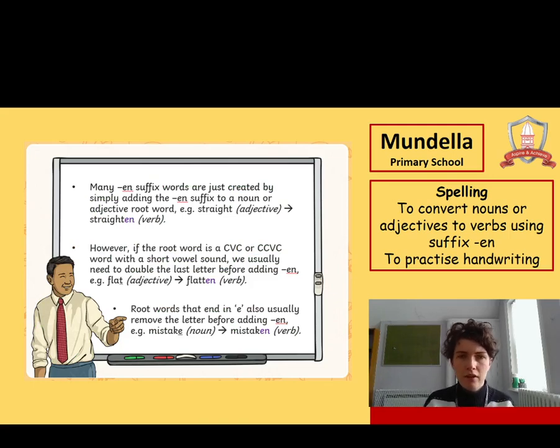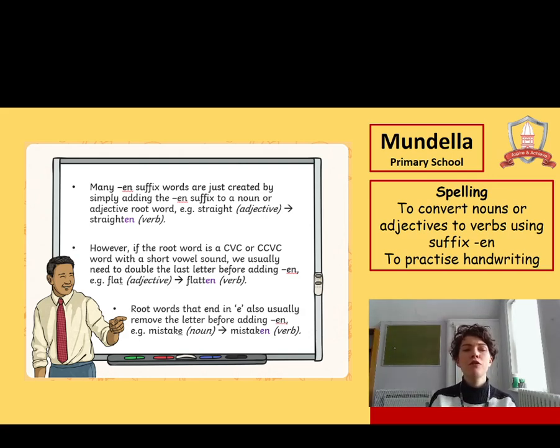Right then, so let's look more closely at the suffix. So many en suffix words are just created by simply adding the en suffix to a noun or an adjective root word. So if we have the adjective straight, like the boy's got straight hair, if we wanted to make it into a verb, all we need to do is add en as the suffix to the root word, so it becomes straighten.